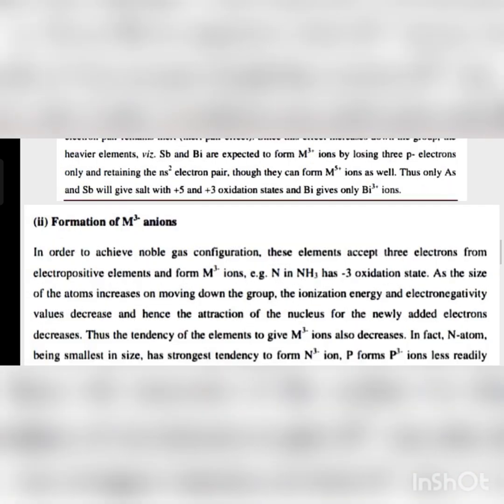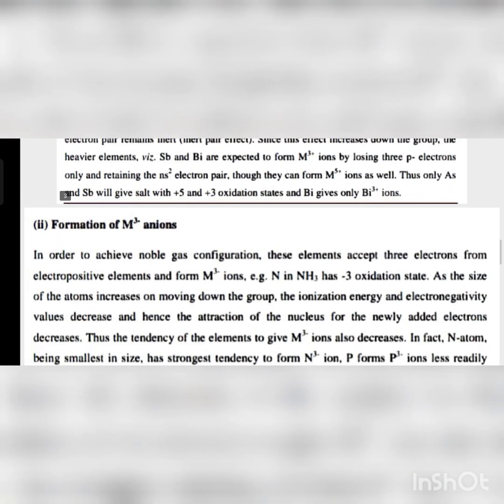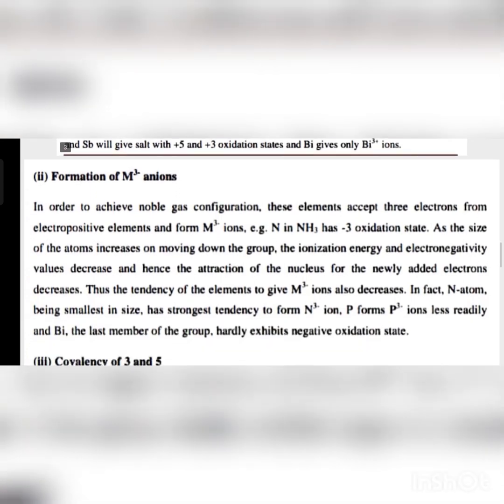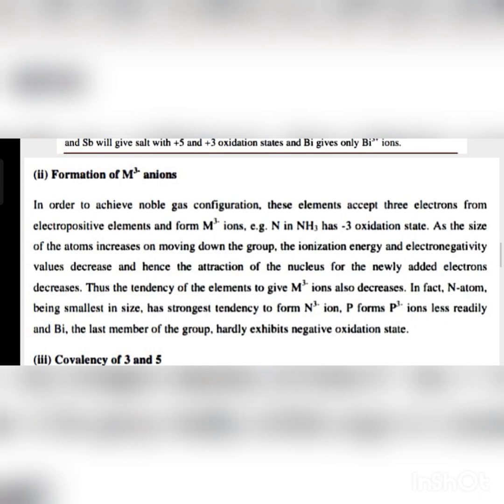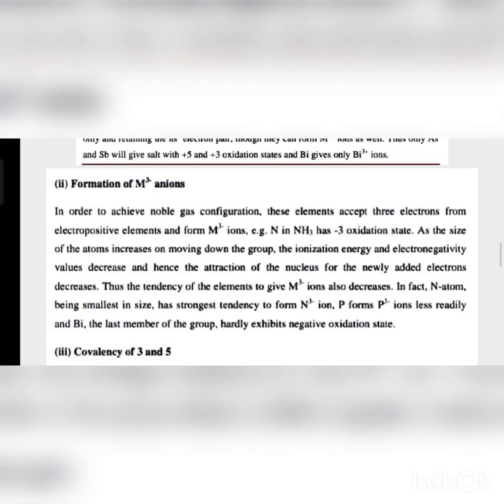Now we will discuss formation of M3- anions. In order to achieve noble gas configuration, these elements accept 3 electrons from electropositive elements and form M3- ions. For example, nitrogen in ammonia has a -3 oxidation state.